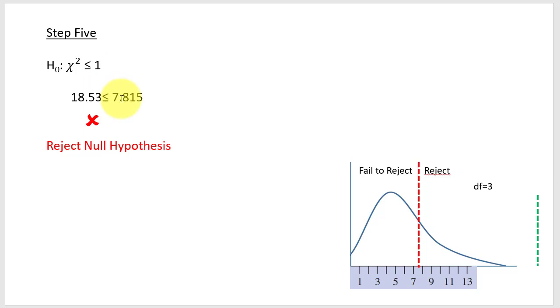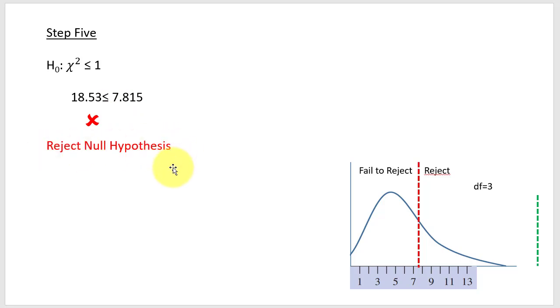Now that we actually have the cutoff, we plug it in. So our chi-square statistic was 18.53, less than or equal to 7.815. If this statement is true, then we fail to reject the null hypothesis. If this statement is false, then we reject the null hypothesis. 18.53 is not less than or equal to 7.815, which means that we reject the null hypothesis.